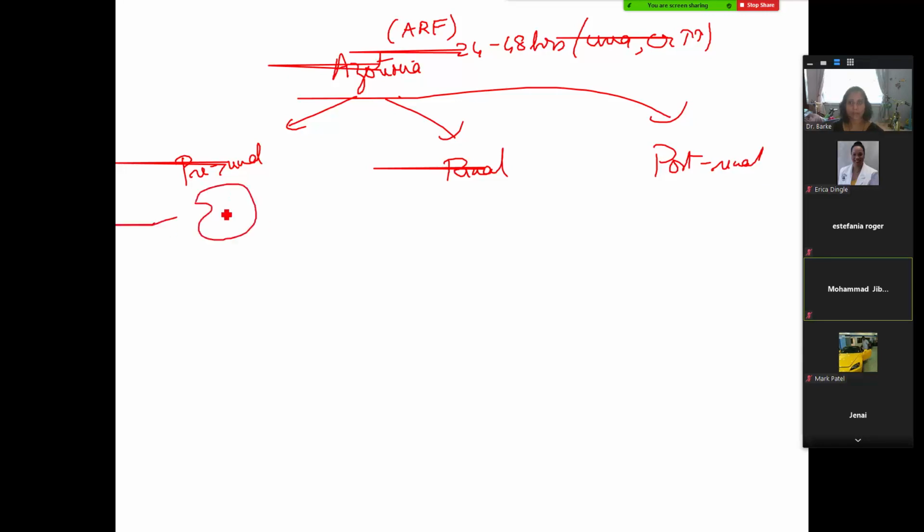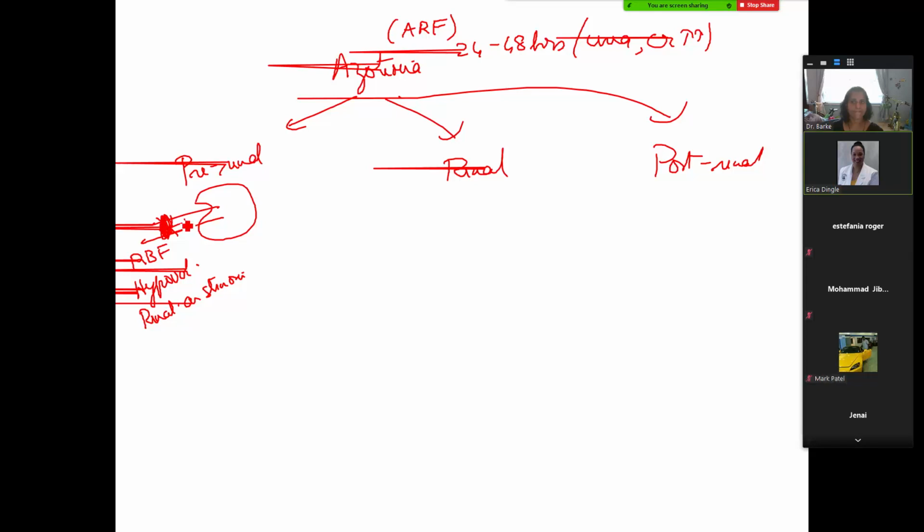Pre-renal is before the kidney. So anything which affects renal blood flow. Okay, so give me some causes which affect the renal blood flow. Hypovolemic shock, or if the renal artery is stenosed. So in renal arterial stenosis, the blood entering the renal system is less. So what will happen to the renin-angiotensin mechanism?